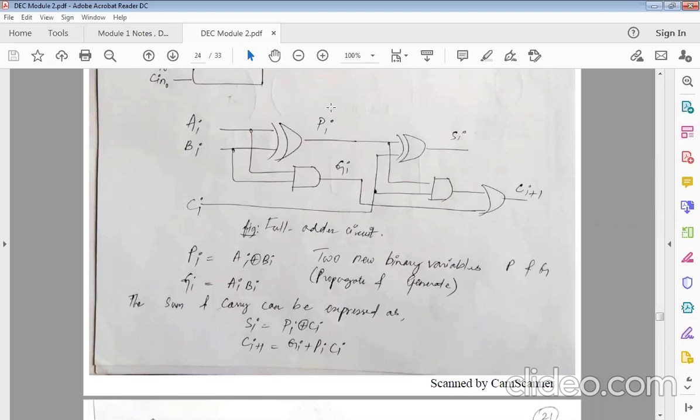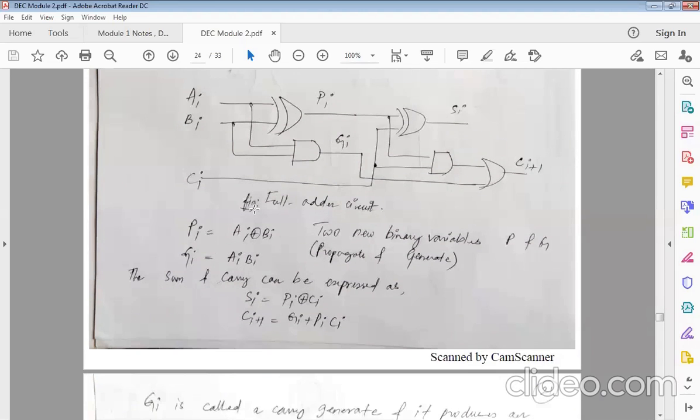Similarly, with your PI, the XOR operation is happening, and accordingly, based on your truth table, you will get high values. So PI is nothing but A XORed with B, and GI is nothing but AI into BI. So that is your AND gate. Fine. So what we will do now is we will actually call SI.